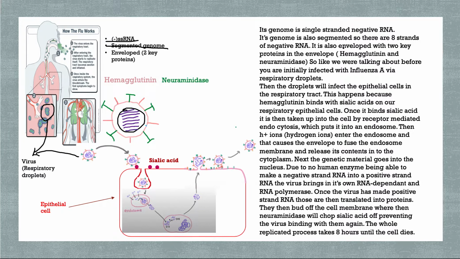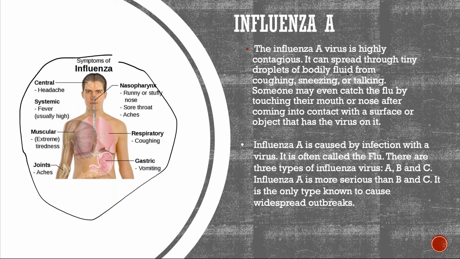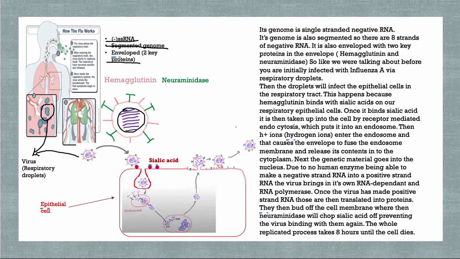It is also enveloped with 2 key proteins in the envelope, hemagglutinin and neuraminidase. So that's right here. Like we were talking about before, you were initially infected with the Influenza A virus via respiratory droplets. As we can see here, we talked about how the bodily fluid can contract through your body through coughing, sneezing, or talking. So that is pretty much through respiratory droplets.